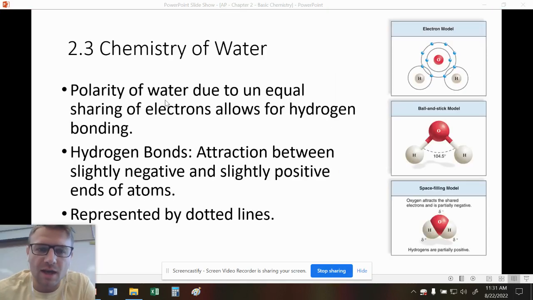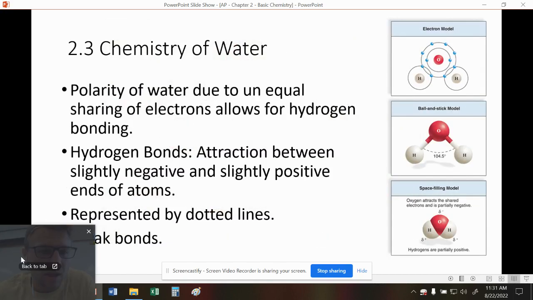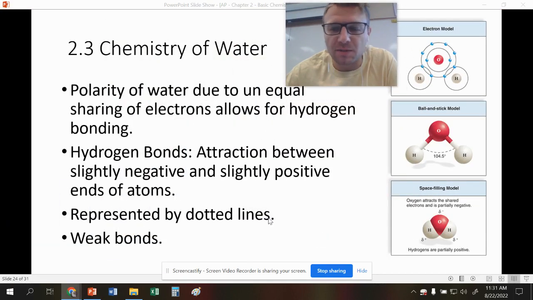Talking about polarity, the polarity of water: water is very polar. It's because there's an unequal sharing of those electrons, like we just talked about. But what that creates are hydrogen bonds, which are just weak attractions between the water molecules. Let me go back here. These weak attractions are just because of the negative and positive electronegativity of the water molecule.